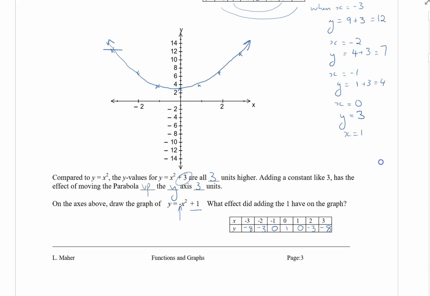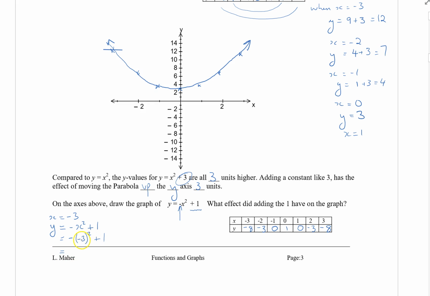Now I've paused the video and completed this table of values for this new function, y equals minus x squared plus 1. If you're having trouble understanding where those numbers are from, please pause the video and go through the process of writing x is minus 3, y equals minus x squared plus 1. So it's minus, the x is minus 3, that has to be squared, and you add 1. Remember, we looked at negative 3 squared at the very beginning.